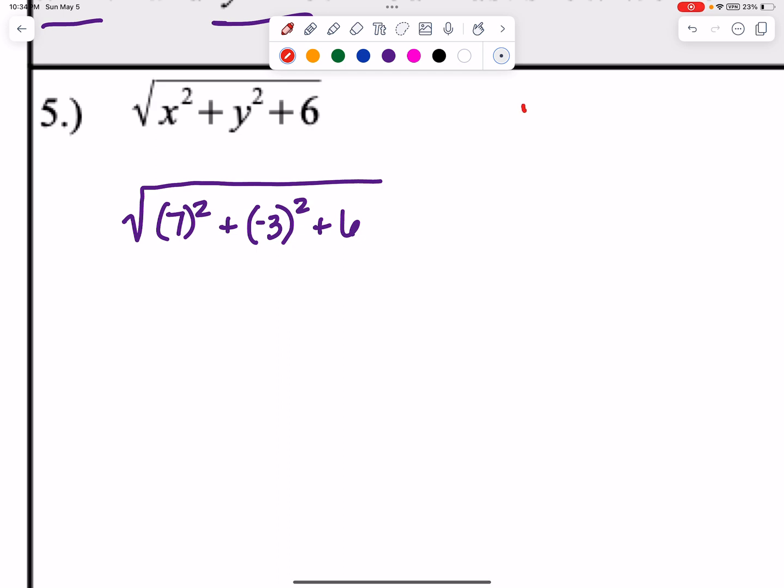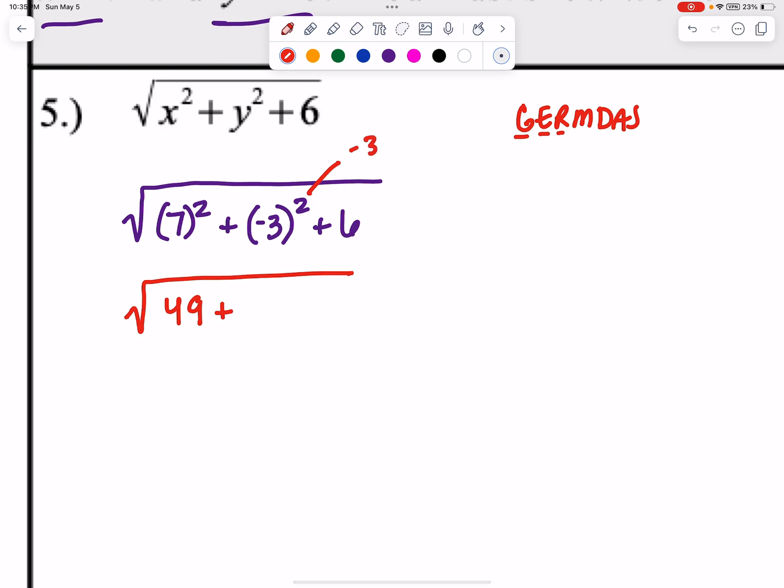We have to take care of exponents first. So when we're doing our GEMDAS, we have grouping, and then we have any exponents, and then we'll take care of the roots, because the exponents are on the inside. So let's do a rewrite here. 7 times 7 is 49, plus negative 3 times negative 3, you could also pull that out like we practiced before, is 9 plus 6.